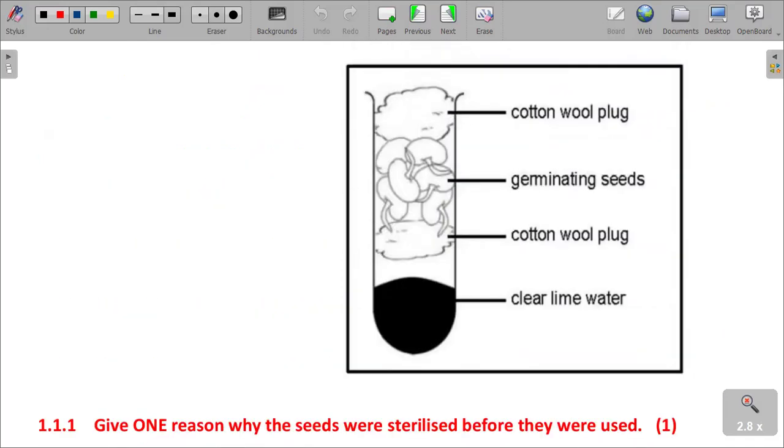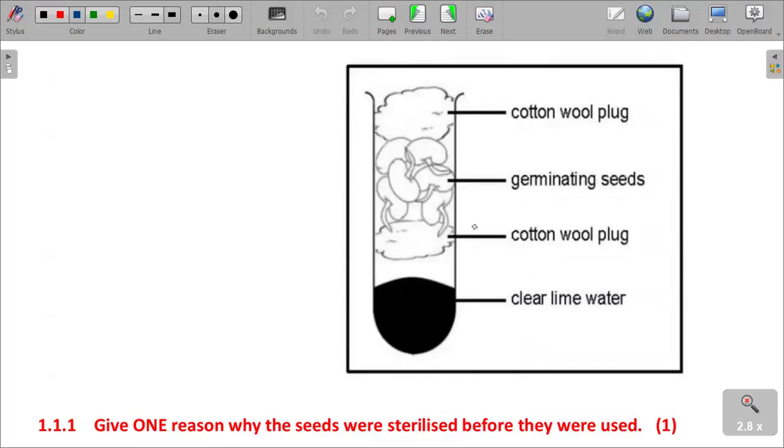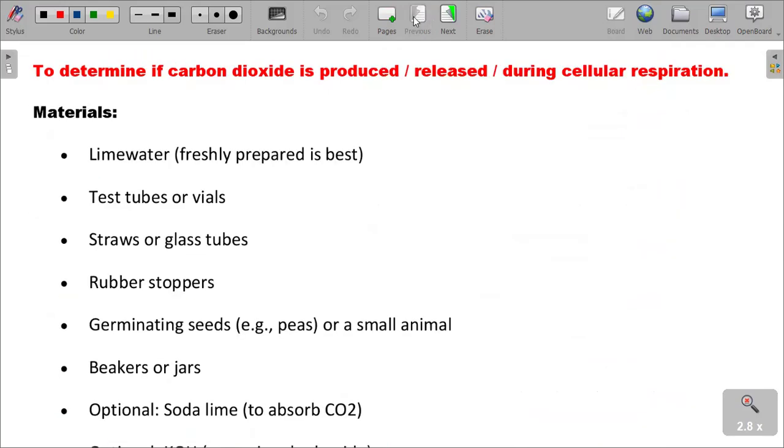I'm sure you have seen such a setup like this one where we use germinating seeds or otherwise some small living organisms to do the experiment. So let's just quickly go to the question. Let's just quickly go to the presentation and we can explore it together. What's happening here is that we want to see if carbon dioxide is produced or released during cellular respiration. So we can only do that by scientific measures or scientific means.